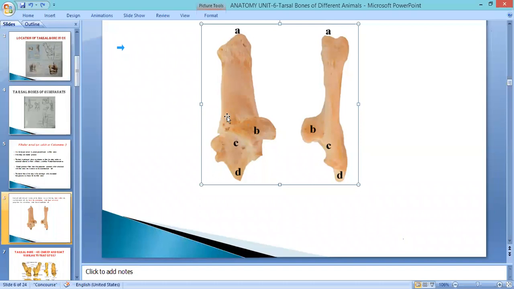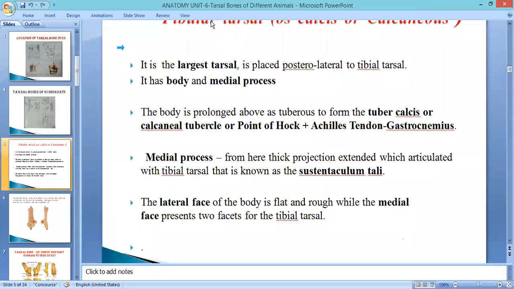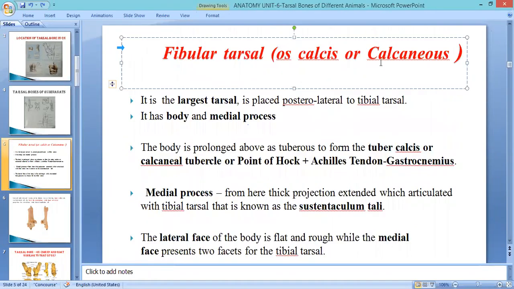This is a long, elongated bone among the tarsal bones and contains two parts. One is the body from here to here, another is the process. This is facing towards the medial side, so it is known as the medial process. The body, from proximal to distal, proximally becomes a tubular structure known as the tuber calcis. This bone is also known as os calcis or calcaneus bone.